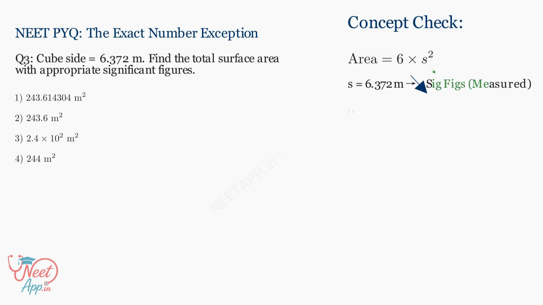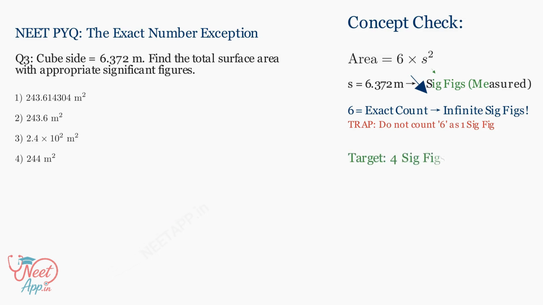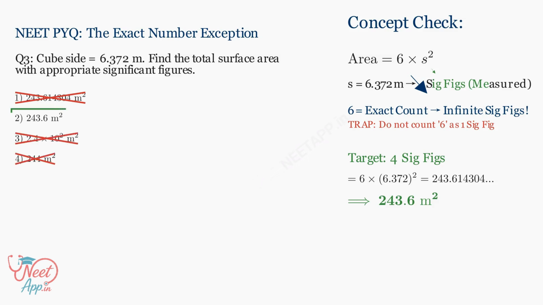But here is the ultimate NTA trap. What about the number 6 in the formula? If you count the 6 as having only one significant figure, you will round your final answer down to just one digit. That is completely wrong. The number 6 here is an exact geometric constant because a cube has exactly 6 faces. NCERT states that exact numbers possess an infinite number of significant figures. They never restrict the precision of your calculation.